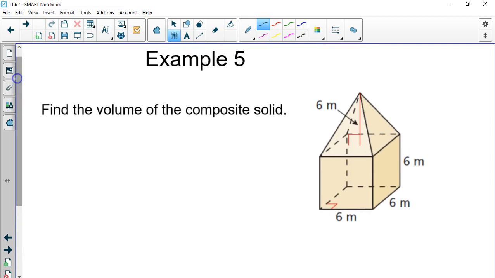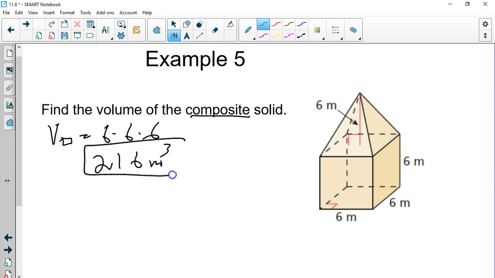And last example, 5. This is a composite solid. Composite means you're putting more than one shape together. So basically we have a cube and we have a pyramid. The volume of the cube is length times width times height. So 6 times 6 times 6, which is 216. So that's the volume of the cube.